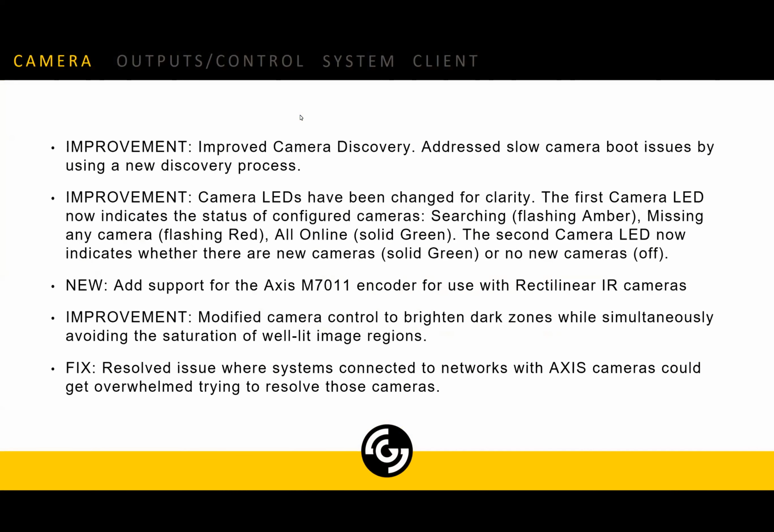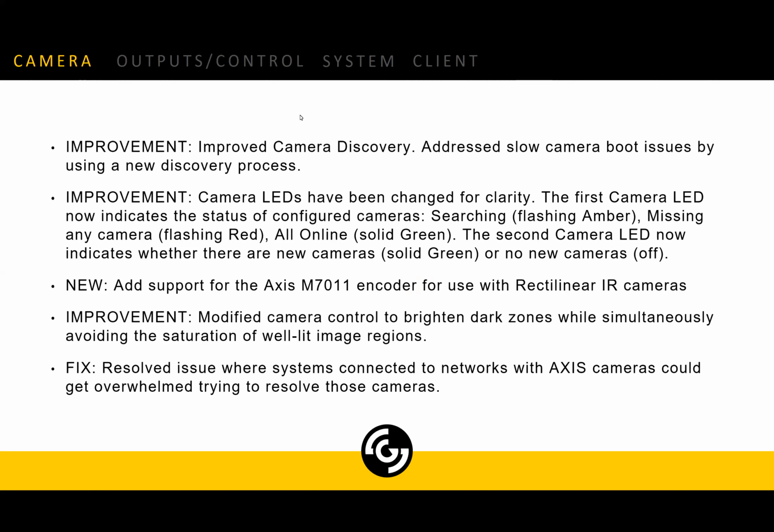So the major focus for 6.8 was two principal features. We wanted to work on camera discovery, and we wanted to change a few things about how we do outputs and controls. So I'm going to start by talking about what changed with cameras. As you can see here, these are the changelog notes for all the things that we changed related to cameras. For one thing, we added a new Axis encoder so that if you're using the M7011 encoder, you can now use that with the rectilinear IR cameras.